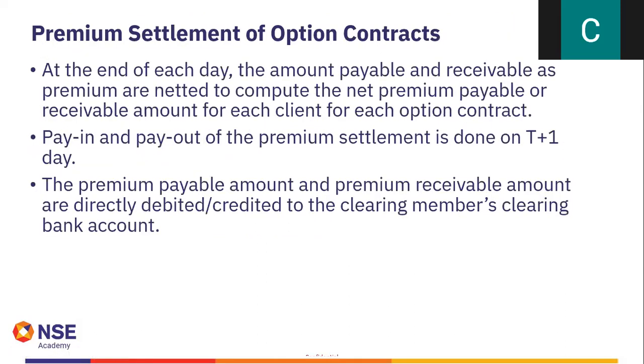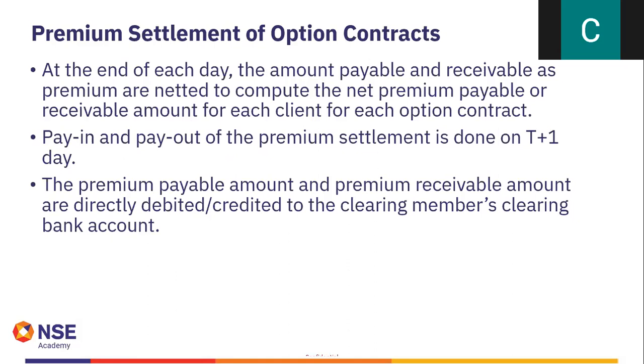So premium settlement of option contracts. At the end of each day, the amounts payable and receivable as premium are netted, and the net premium payable or receivable will be debited or credited from the bank account respectively. So pay in and payout of premium settlement is done on T plus 1 day. What I'm trying to say here is, if I'm buying a call option, I'll be paying premium. That premium will go to the seller on T plus 1. I'll be paying my premium to the broker, and the broker will in turn pay to the exchange.